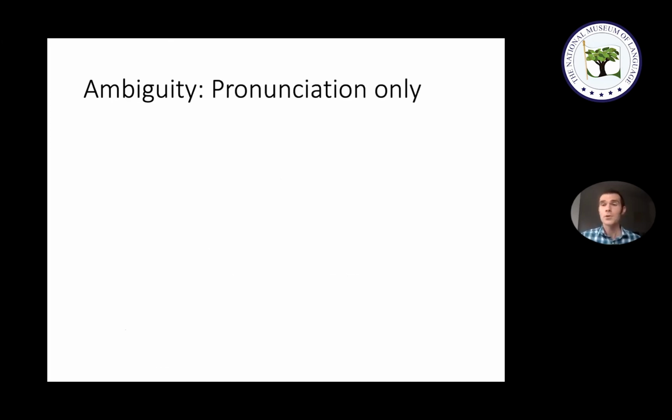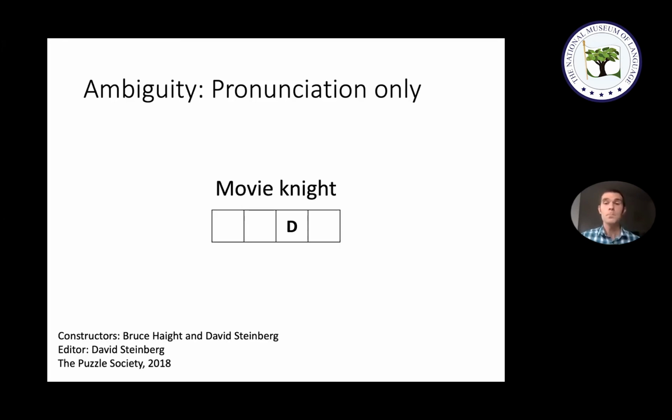A first type of ambiguity that shows up often in crossword clues is ambiguity that's only ambiguous in the way it's pronounced. An example of this is the clue "movie night." Now, if you say this out loud, it sounds exactly like the common phrase "movie night," where night does not have a K on it. But from looking at the spelling, you can tell it's not that type of movie night. Instead, it's saying a knight, as in a knight in shining armor, from a movie. So the answer to this clue is "Jedi," because the Jedi Knights are knights in the Star Wars movies.